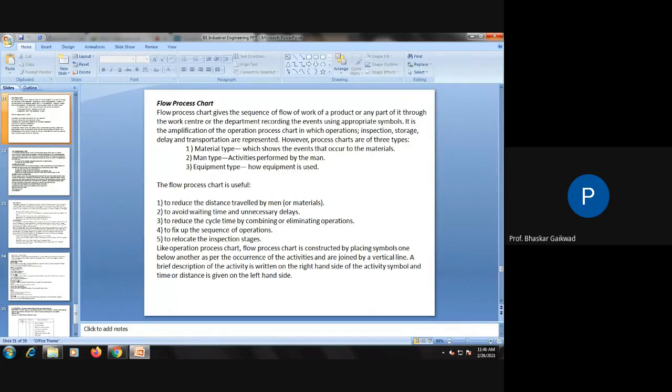Second, to avoid the waiting time and unnecessary delay. Machines should not stop, because there is a loss for that machine. Correct. Delay should not be there. Third, to reduce the cycle times by combining or eliminating some operations.